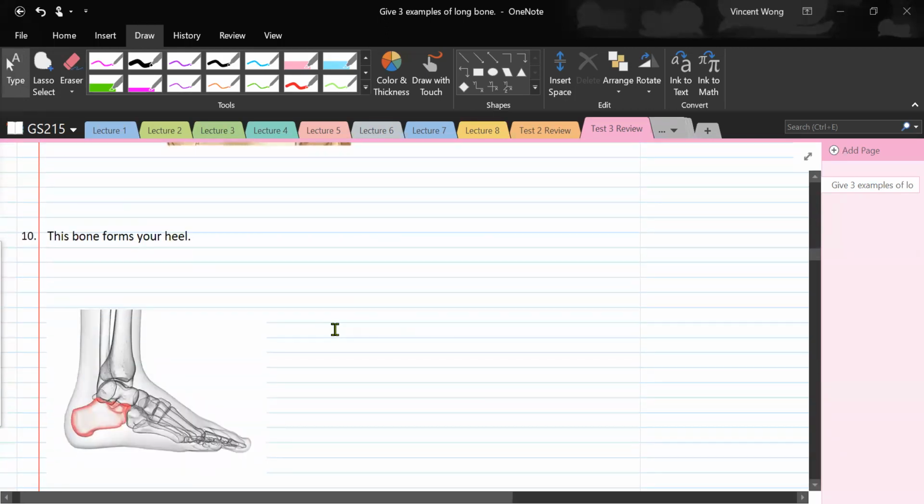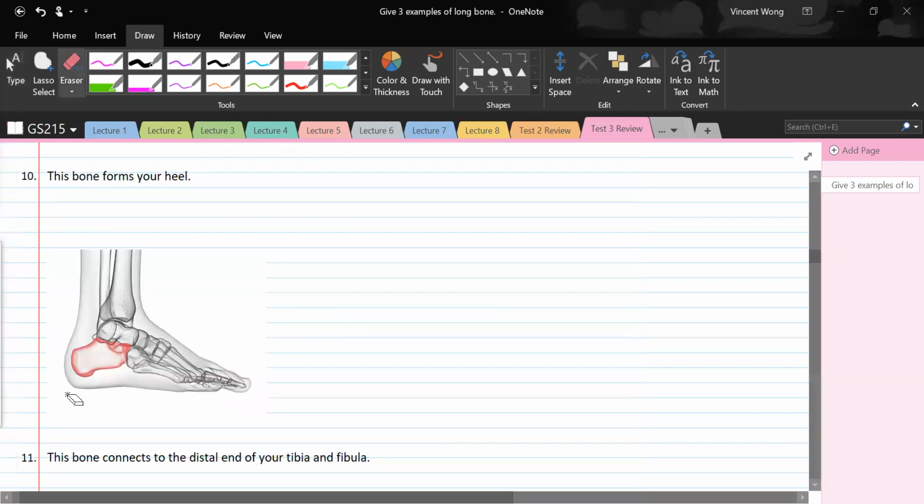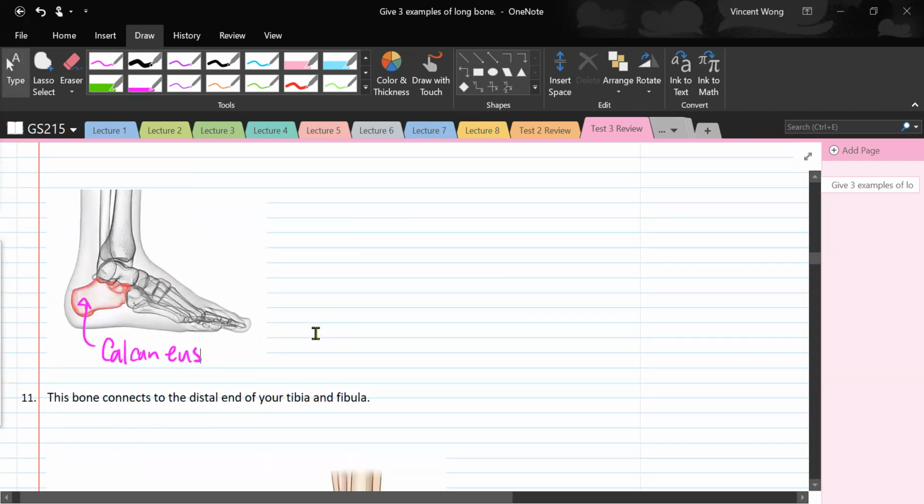Okay, next one. This bone forms your heel, which is just this one at the back. That's the calcaneus. Okay, calcaneus. It's one of the tarsal bones that you have. You have 7 tarsal bones in the foot.